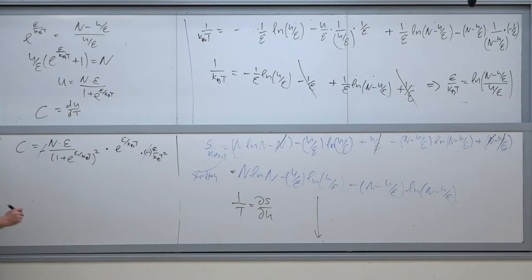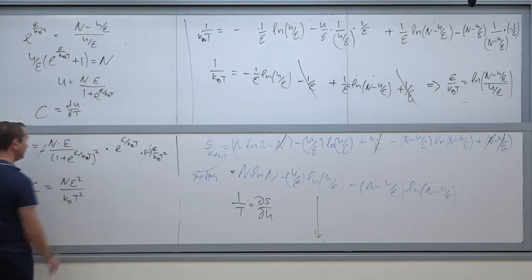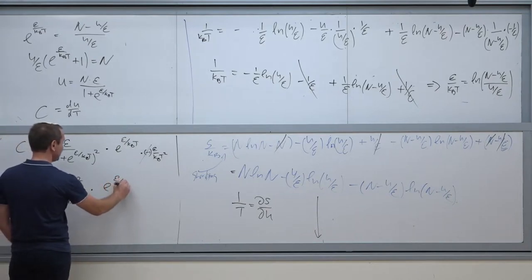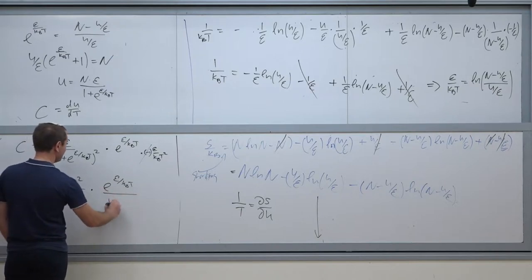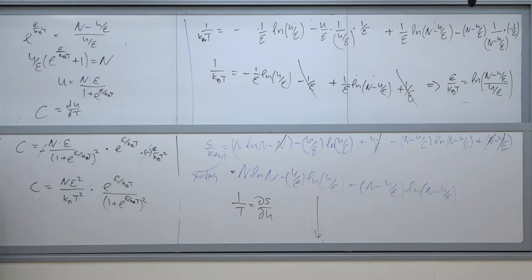And eventually we obtain the following equation. We obtain that C equals N epsilon squared divided by k Boltzmann T squared, multiplied by e to the epsilon over k Boltzmann T divided by (1 plus e to the power epsilon divided by k Boltzmann T), everything here squared. This is the final result.